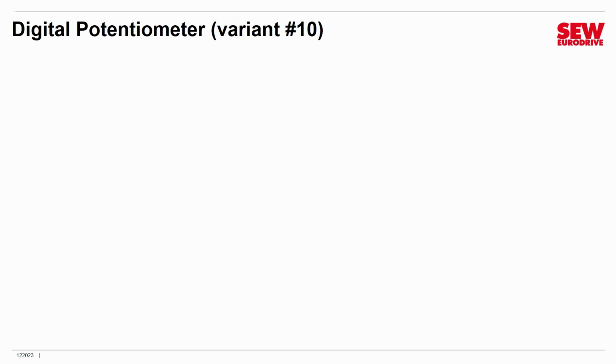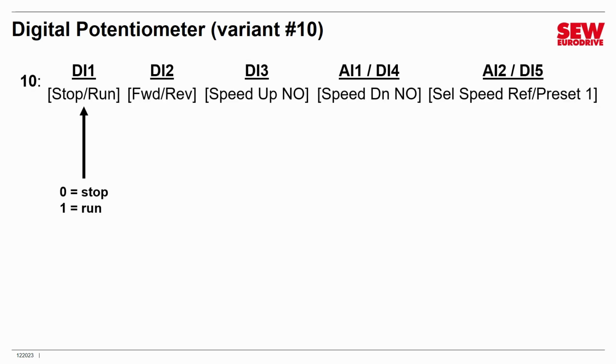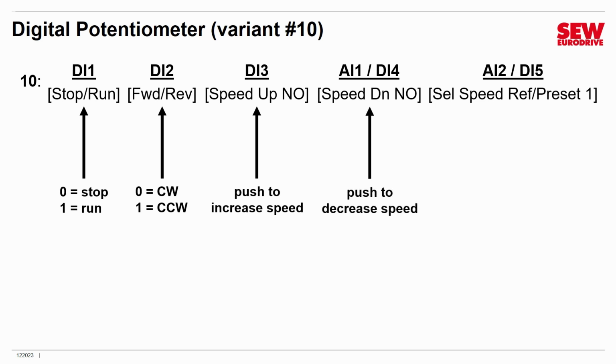Let's look at the variant. Digital input 1 is a regular stop-run switch. It's basically an enable-disable. Digital input 2 selects the direction of rotation. Digital input 3 is a push button. It's a normally open push button, and you push it to increase the speed. Digital input 4 is also a push button, normally open, and you push it to decrease the speed. And then digital input 5 selects between the digital potentiometer if it's off and preset speed 1 if it's on.